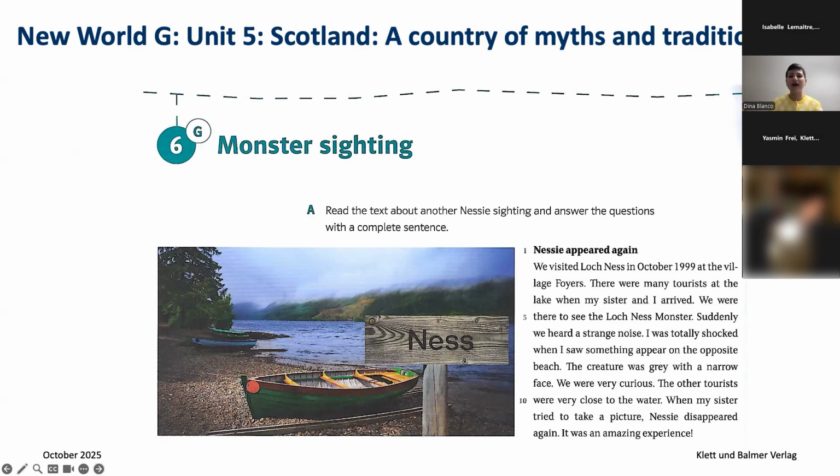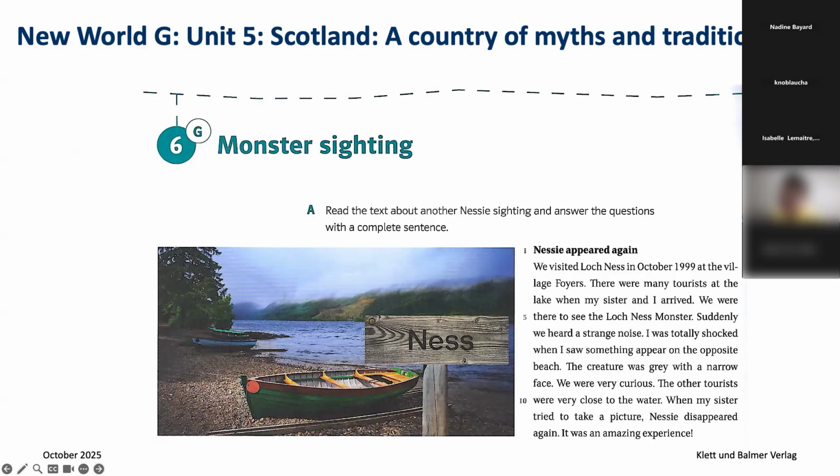Suddenly we heard a strange noise, and I was totally shocked when I saw something appear on the opposite beach, and so on and so forth. Which is fine, absolutely lovely for the majority of our learners. But again, simple text, but I want to upgrade it, not change the context, but just upgrade it in terms of the language, the grammar, the vocabulary, etc.